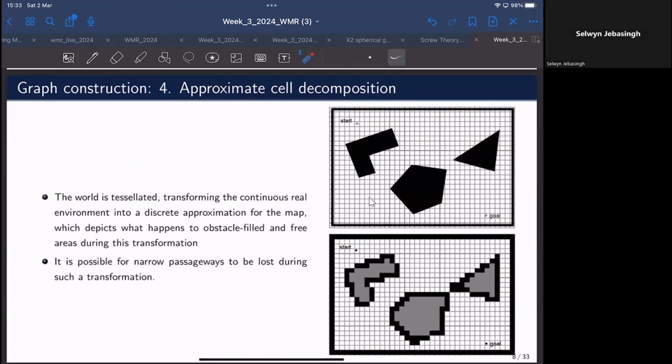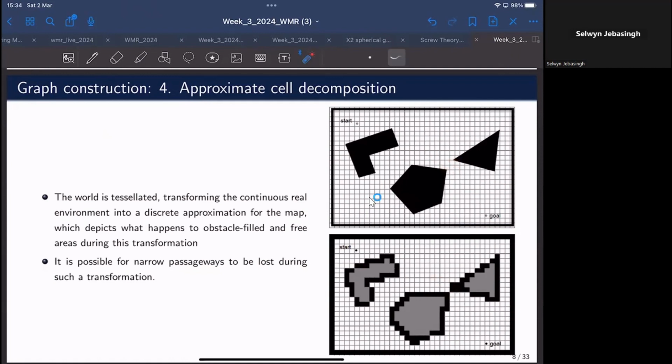So what are the consequences of this? It is possible for narrow passageways to be lost during such a transformation. For example, in the actual case you have a narrow passageway, but because you are discretizing it and you cannot have a partially filled or three-fourths filled cell, you can only have either fully filled or empty. So once you translate this graph onto an approximate cell decomposition, this gap or this feature over here was lost. So this narrow passageway here was lost.